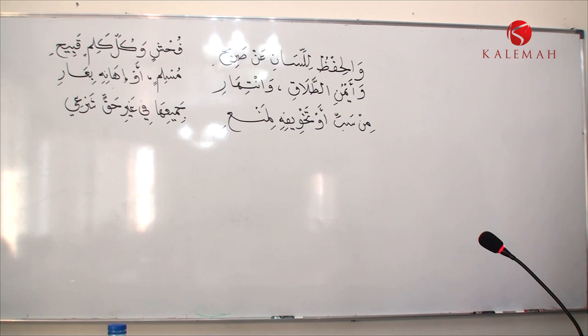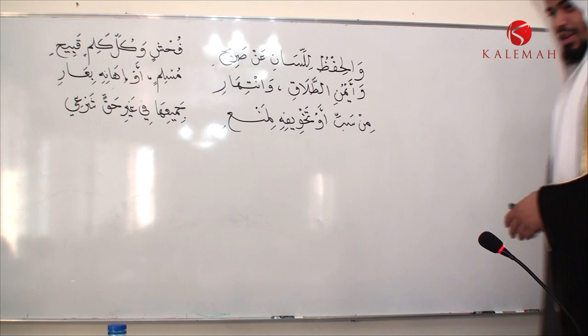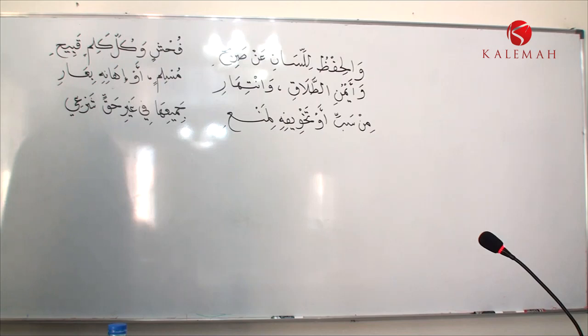Why? Just as one of the pious predecessors, one of the Salaf, said: لساني سبع إن أطلقته أكلني. That means my tongue is a monster. If I let it loose, it will eat me. It will destroy me. And this is correct. If you let your tongue loose, you're going to get yourself into trouble, not only with people, but mainly with whom? With Allah.